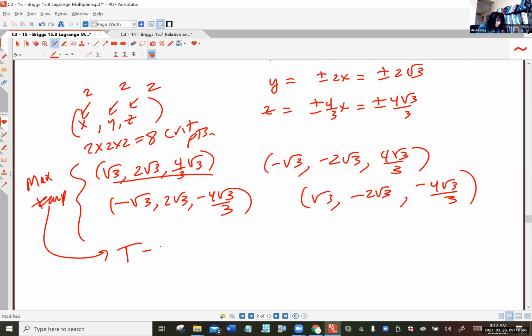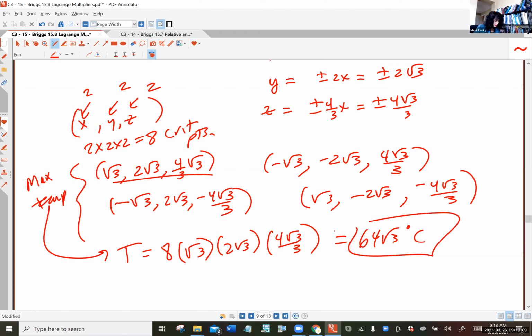And so what is that max temp? Well, it's going to be the same value for all four of these points. So if I just pick the square root of 3 version and then multiply this all together, this is 64 square root of 3. And I think they said it was in degrees Celsius. So 64 square root of 3 degrees Celsius, which I believe is approximately 110.85. Ooh, that's pretty hot.